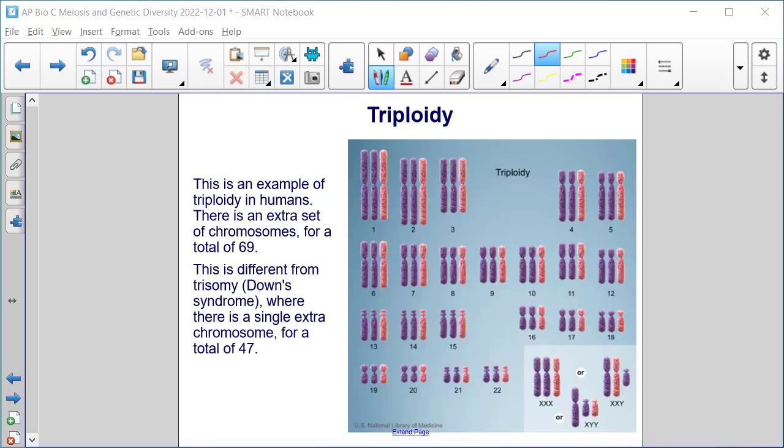This is an example of triploidy in humans. There is an extra set of chromosomes for a total of 69. You can see there's a third chromosome here where we would normally expect only 2. This is different from trisomy, where we saw the example of Down syndrome where we just had one extra copy of one chromosome for a total of 47. In this case, there's an extra copy of every chromosome.